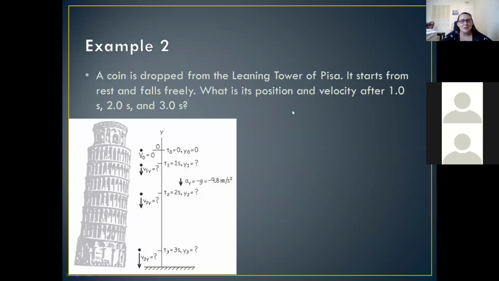Okay, so here's another example of an object in free fall. A coin is dropped from the Leaning Tower of Pisa. It starts from rest and falls freely. What is its position and velocity after 1 second, 2 seconds, and 3 seconds? So here we have our diagram from the textbook.